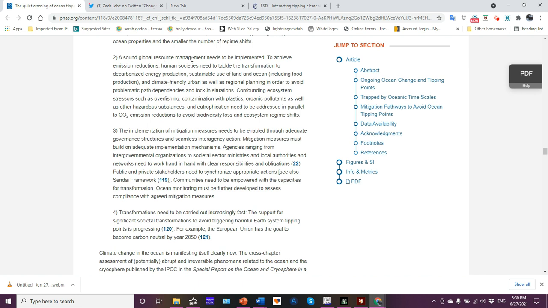A sound global resource management needs to be implemented. To achieve emission reductions, human societies need to tackle the transformation to decarbonized energy production, sustainable use of land and ocean, including food production, climate-friendly urban, as well as regional planning. Confounding ecosystem stresses such as overfishing, contamination with plastics, organic pollutants, as well as other hazardous substances, eutrophication, need to be addressed in parallel to reducing CO2.